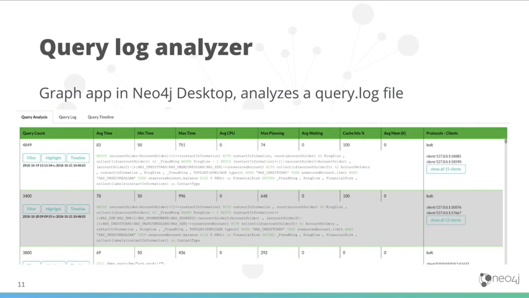We have the query log analyzer, which is a graph app in Neo4j Desktop. You point it to a query log file, and it will give you some aggregations, the counts of how many queries were executed, averages, min, max. Pretty useful.